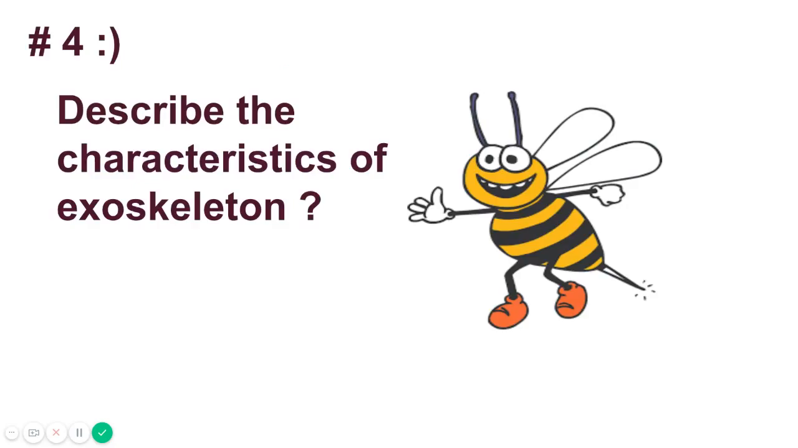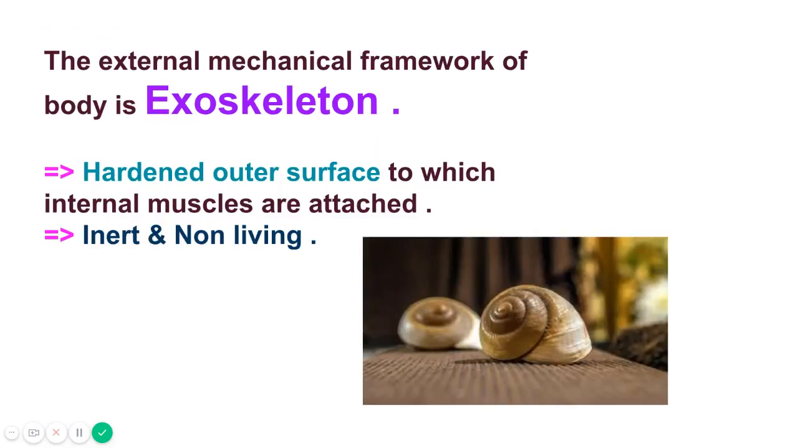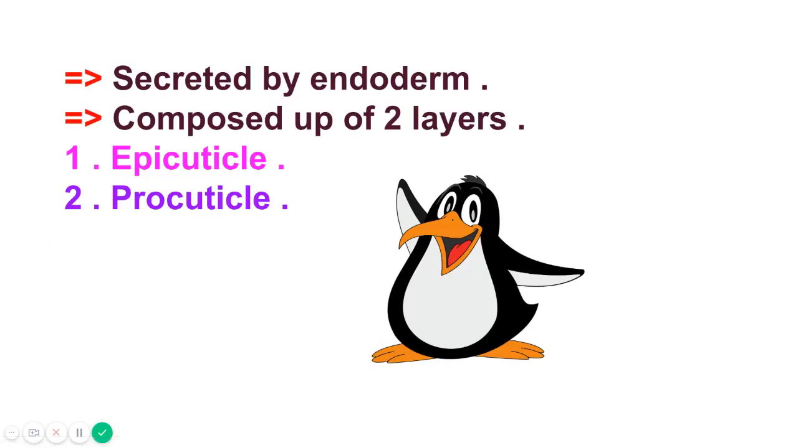Now, question number 4 is describe the characteristic of exoskeleton. The external mechanical framework of body is exoskeleton. So students, it's the external mechanical framework of body. It is hardened outer surface to which internal muscles are attached, and it is inert and non-living. It is secreted by endoderm, and it is composed up of two layers, epicuticle and procuticle.